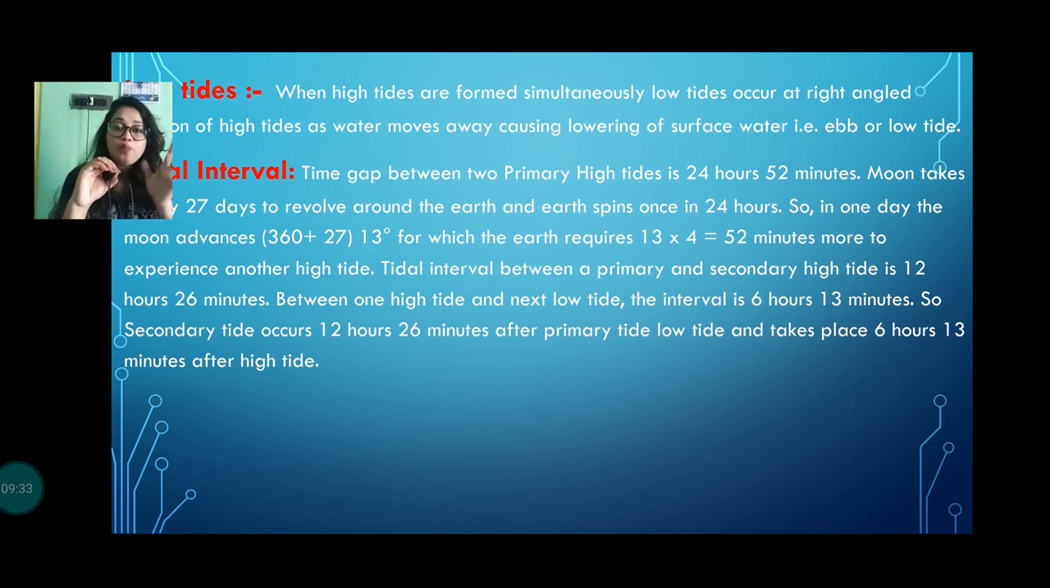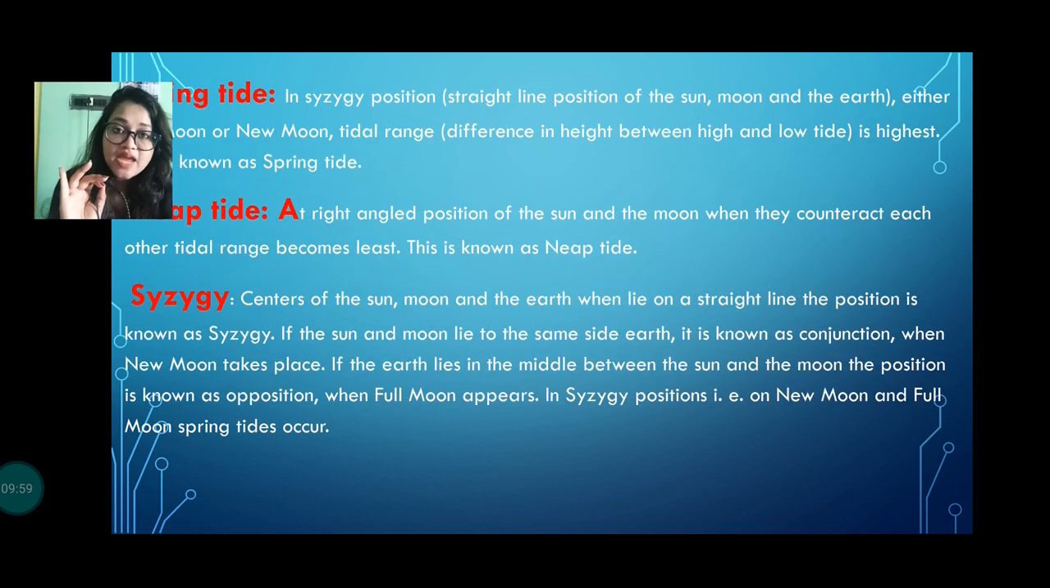The time between primary and secondary tides is 12 hours 26 minutes, and from one high tide to one low tide is 6 hours 13 minutes, totally half of it. So 12 hours 26 minutes, then half of it is 6 hours 13 minutes, the difference between the high tide and the low tide. Okay, so this is the time interval.